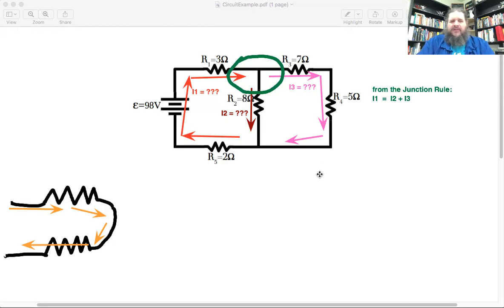And that at least tells us how these unknowns are related. We've got three unknown currents, current 1, current 2, current 3. So ideally, we want to have at least three equations describing how they're related. One of those equations can be the junction rule. That's an equation describing how these are related. Any questions on that so far?